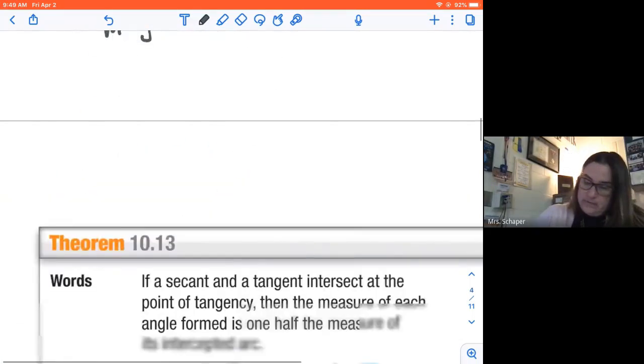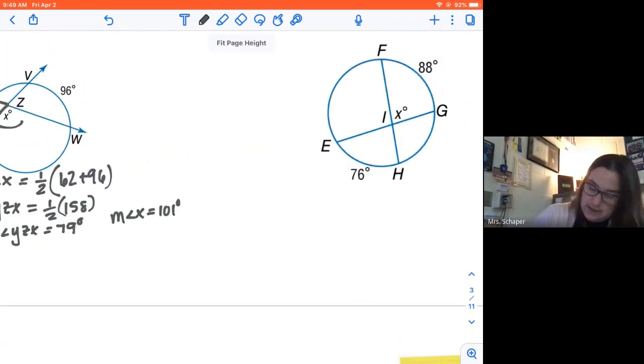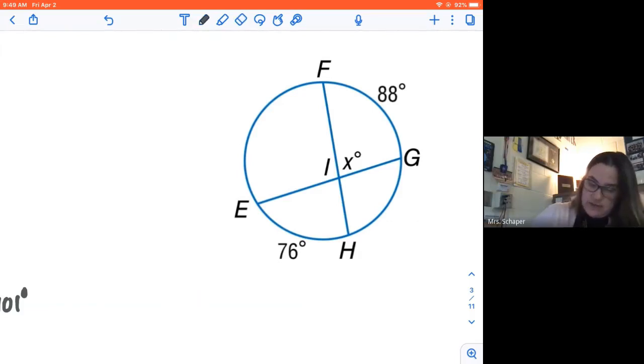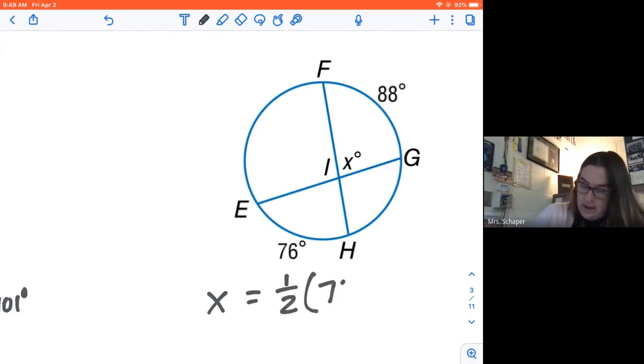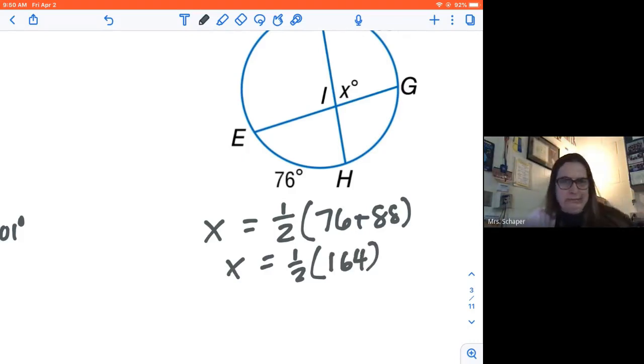Oh, there's a second one. I zoomed in a little much. Here we go. The measurement of X, or I could just say X equals, because that refers to the measurement, is equal to 1/2 the sum of the arcs. So X is equal to 1/2 of 164. Making sure I'm doing my math right. X is equal to 1/2 of 164, which is 82 degrees. Okay.